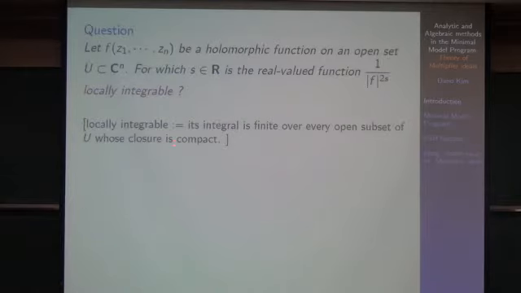Okay, so let me start with this really simple looking question. So let's consider several complex variables. So z1 through zn are complex variables, and f is a holomorphic function on those variables. And given this holomorphic function, we want to consider this real valued function, which is the absolute value of f to the power of minus 2s, 1 over absolute value of f to the 2s. And we ask for which real numbers s is this function locally integrable.